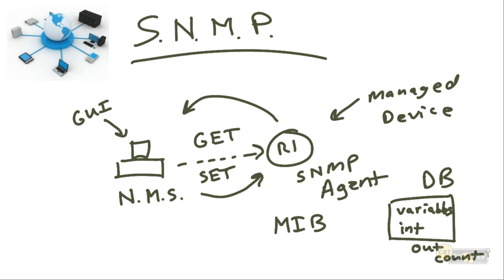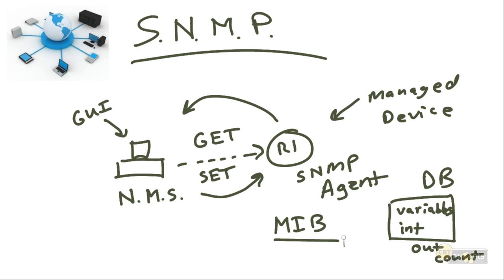So there are these standardized variables that are put together in a management information base. And when we set those set commands and get commands, we are reading from these variables or writing to these variables. So this is how Simple Network Management Protocol works.